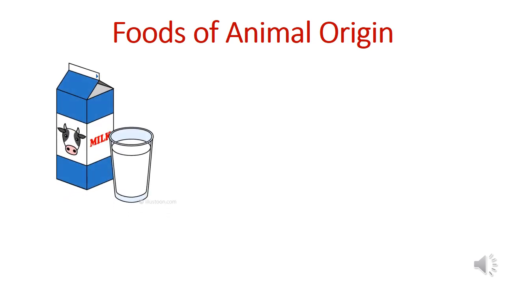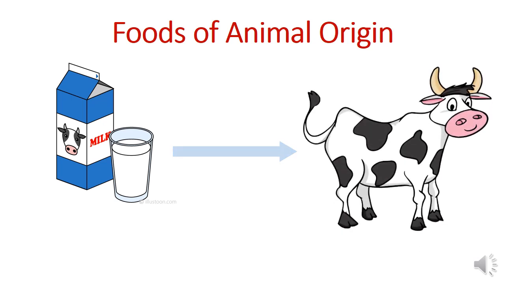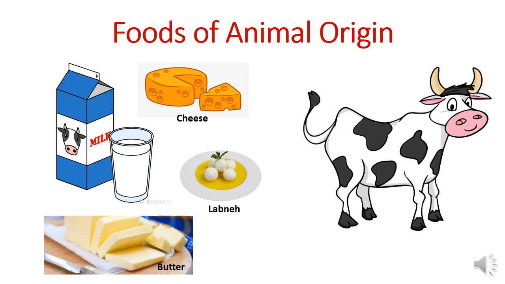Now, let's see foods of animal origin. We already took some foods of animal origin. Do you remember milk? Milk comes from the cow. And don't forget, we can make a lot of things with milk, like cheese and labne or yogurt and butter. All of these come from milk, and milk comes from the cow, so it is of animal origin.